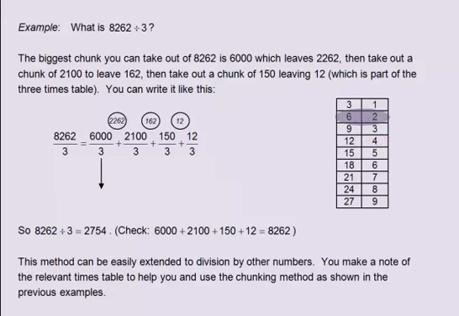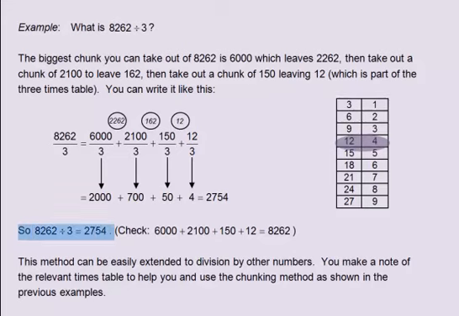So, 6,000 divided by 3 is 2,000, 2,100 divided by 3 is 700, 150 divided by 3 is 50, and 12 divided by 3 is 4. So 8,262 divided by 3 is 2,000 plus 700 plus 50 plus 4, which equals 2,754.